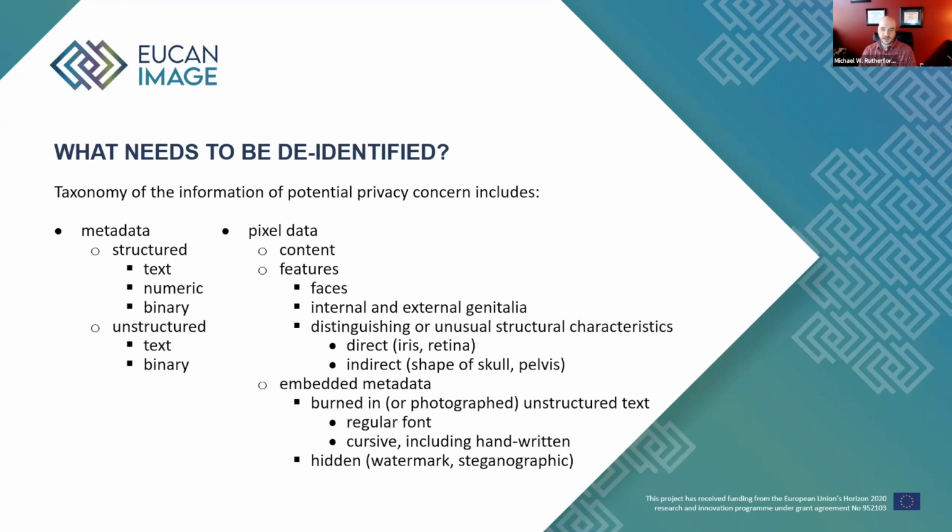So the pixel data can have identifiable information in the content, as well as identifiable features such as faces, and secondary indirect identifiers such as genitalia or unusual structural characteristics that can be specific to a particular individual, such as the iris or the shape of the skull or even the pelvis. So finally, embedded data can also be burned into the image. It can be text or, as mentioned earlier, maybe even a serial number on a pacemaker.